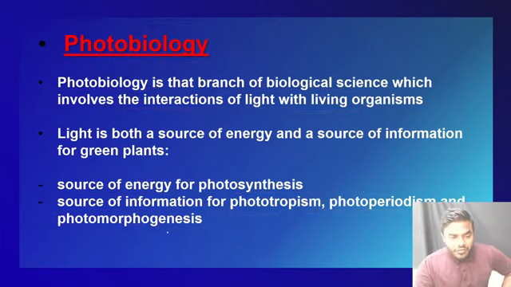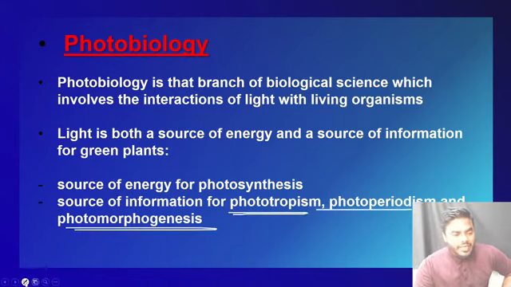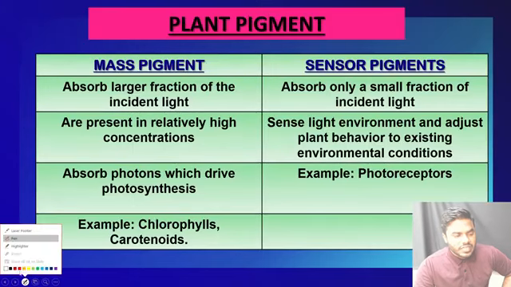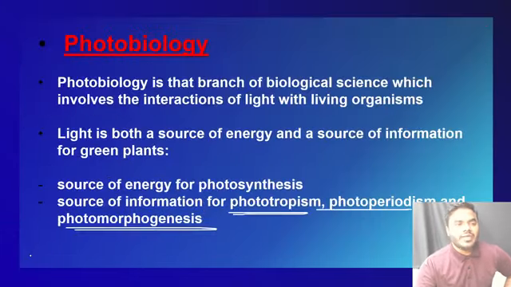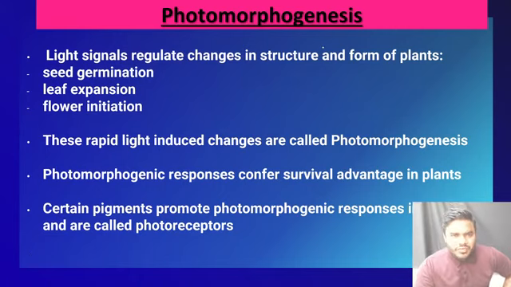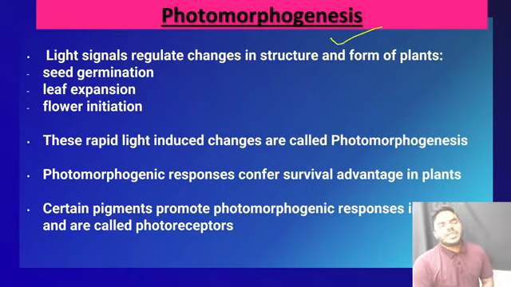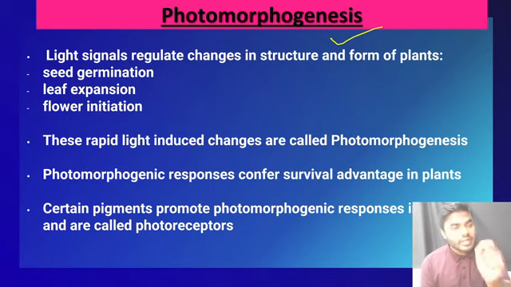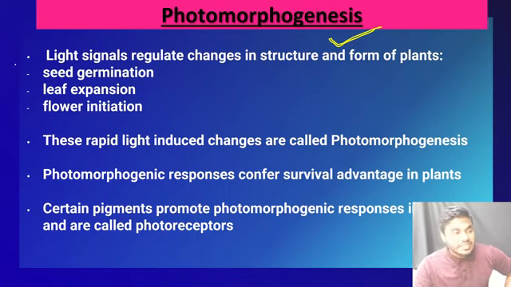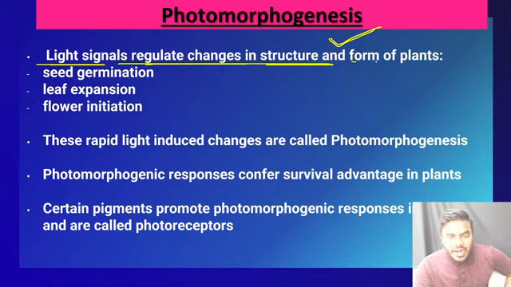Now in this entire lesson we are going to read these three processes: tropism, periodism, and photomorphogenesis. Let's try to understand one by one elaborately, friends. Listen to me carefully. Photomorphogenesis. What exactly is the word photomorphogenesis? How can I define it? Listen to me carefully, friends. Light signals regulate the changes in structure and form of the plants.